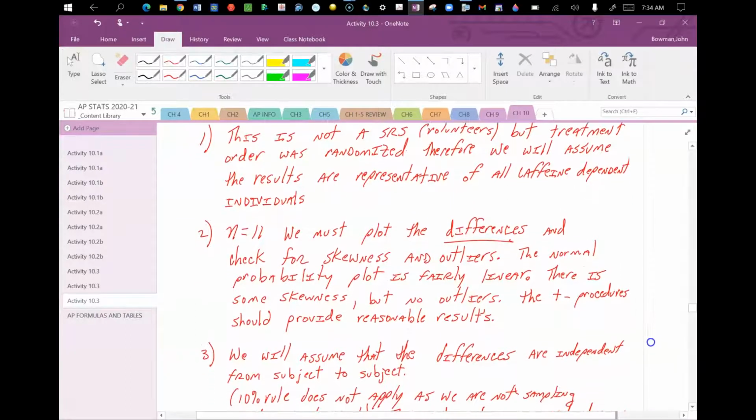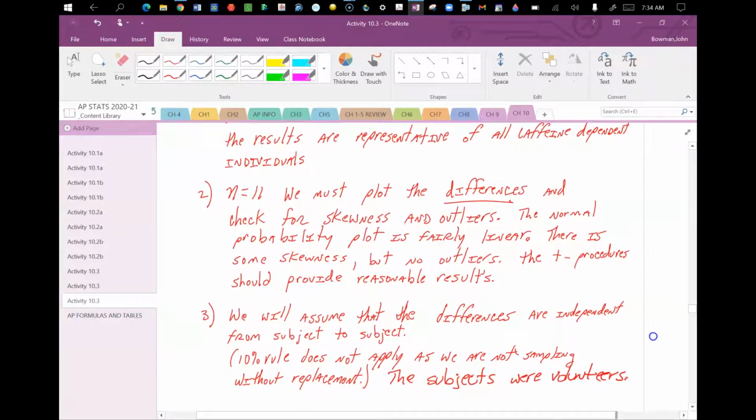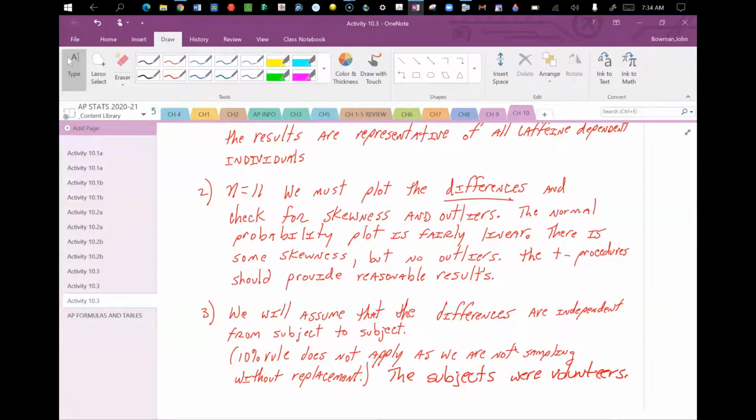We're going to assume that the differences are independent from each other, subject to subject. Again, the 10% rule does not apply. We're not sampling without replacement.